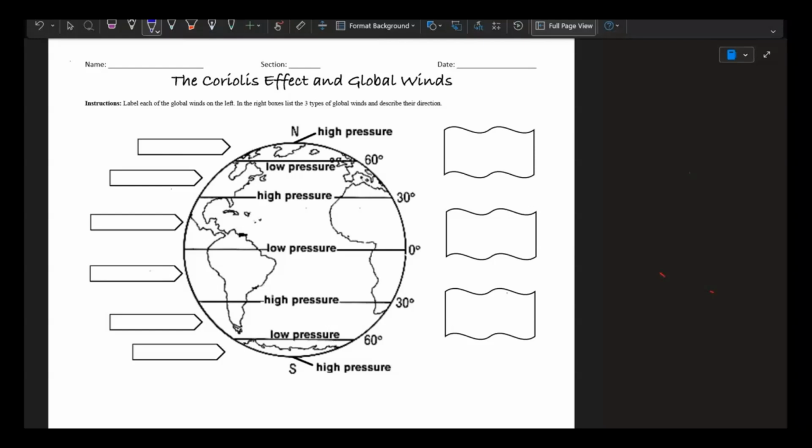So first, we're going to label the direction of the winds from different latitudes, and then we'll identify what they are and add a couple interesting facts about them. So remember that wind always moves from low pressure to high pressure. So we're going to actually add that as a little extra note at the bottom. Wind, you should be filling this out as you watch and listen, always moves from high pressure to low pressure.